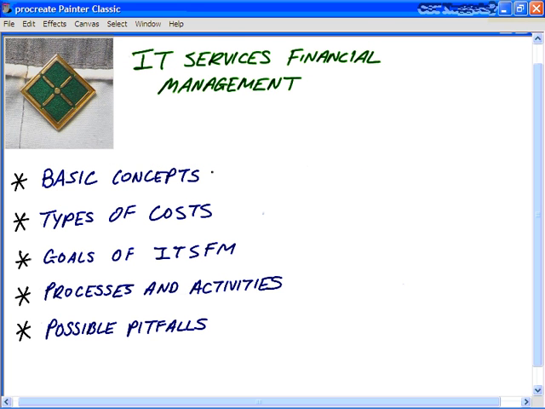In this CBT nugget on IT services financial management, we covered 5 key areas. First of all, we looked at some basic concepts and key terminology. We looked at several different categories or types of costs. Then, the goals of ITSFM, processes and activities related to ITSFM, and I just gave you some possible pitfalls.